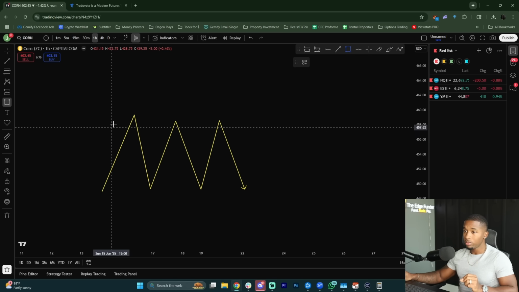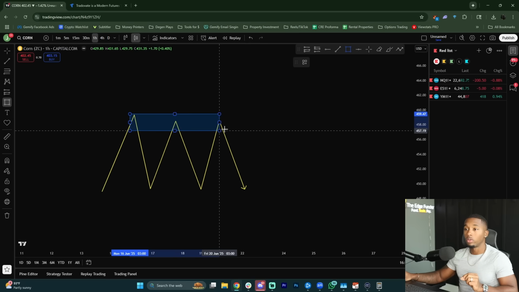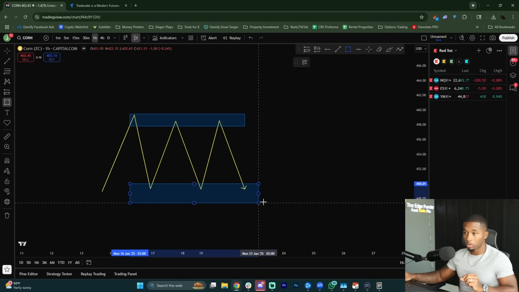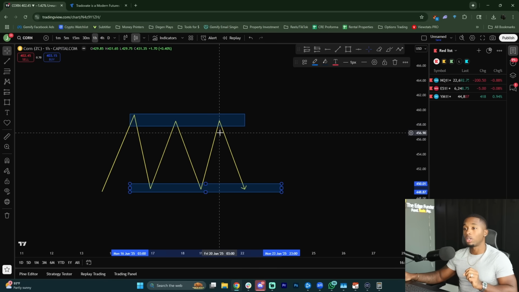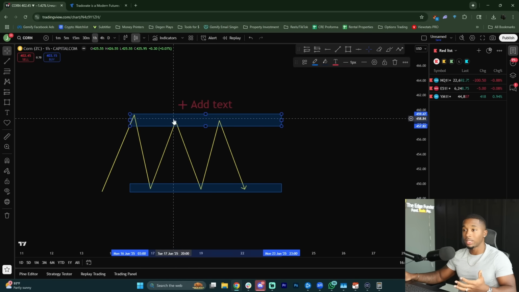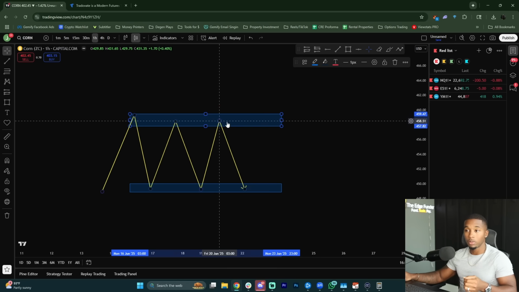Now we'll use these drawing boxes here to mark off what we call resistance zones, and we'll mark off support zones. And these zones are extremely important because it's basically telling us that every time price comes in this general area, it's going to sell down. This area is considered a resistance. All of our top zones, this is the top zone, is considered resistance. All of our bottom zones are considered support.